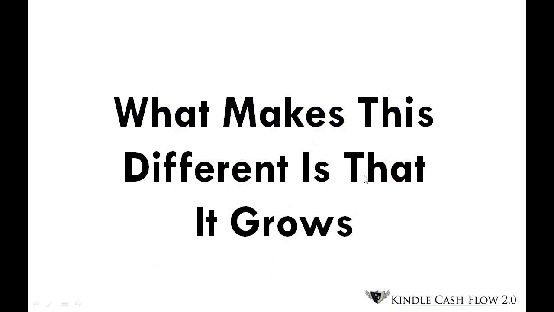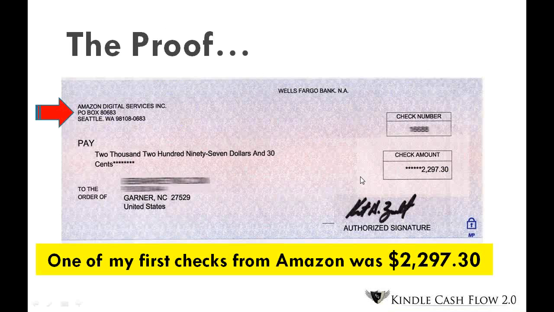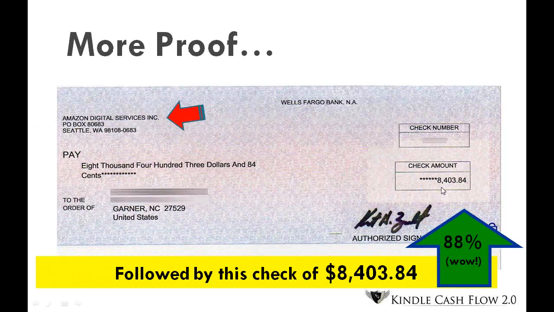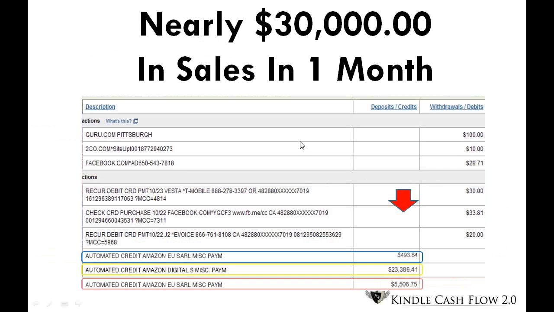So what makes this different is that it grows month after month. So as you saw, where I went from $2,000 to 2,800 to 4,400 to 8,000, it continued to grow, and now $30,000 plus a month. All right, it's even more than that when the holidays come around.